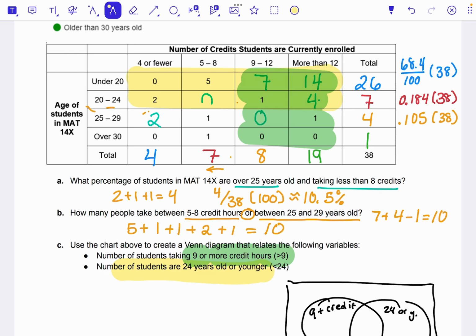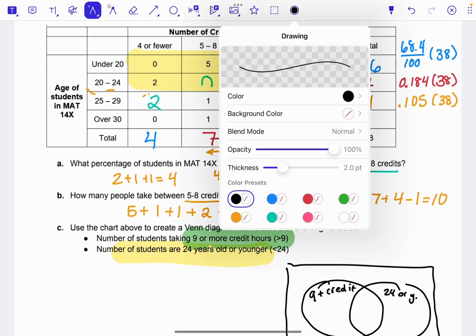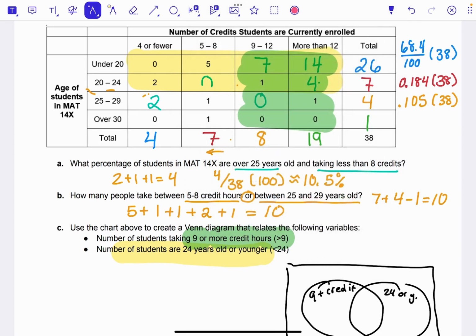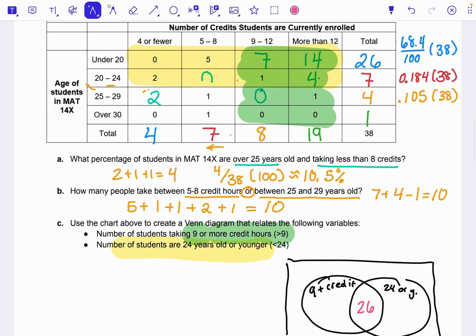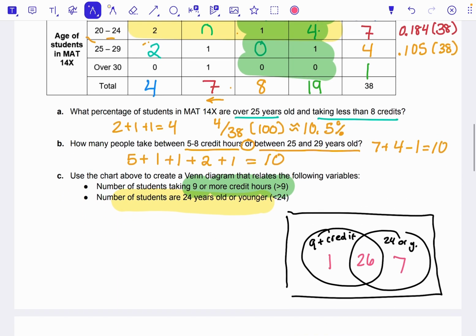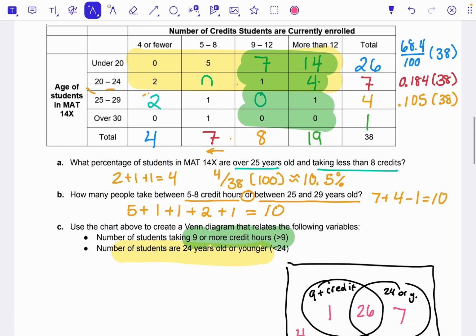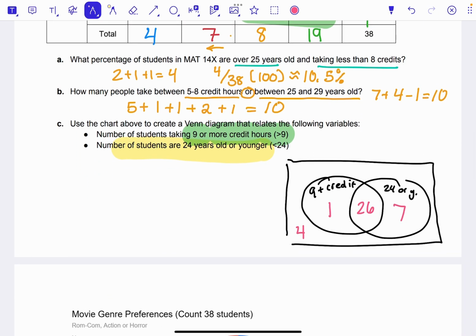So just like before, except we're going to have to do a little bit of adding to fill in our Venn diagram. So when it comes to the overlap here, we have 7 plus 14 plus 4 plus 1. 11, 12, 12 plus 14 is 26. And then just in the under 24, we have 7 here. And then we got 1 who's in the green only, and then the 4 on the outside. So just like before, I'm still highlighting my contingency table to work out the numbers, but I just have to do a little bit of adding to put them together in the Venn diagram.